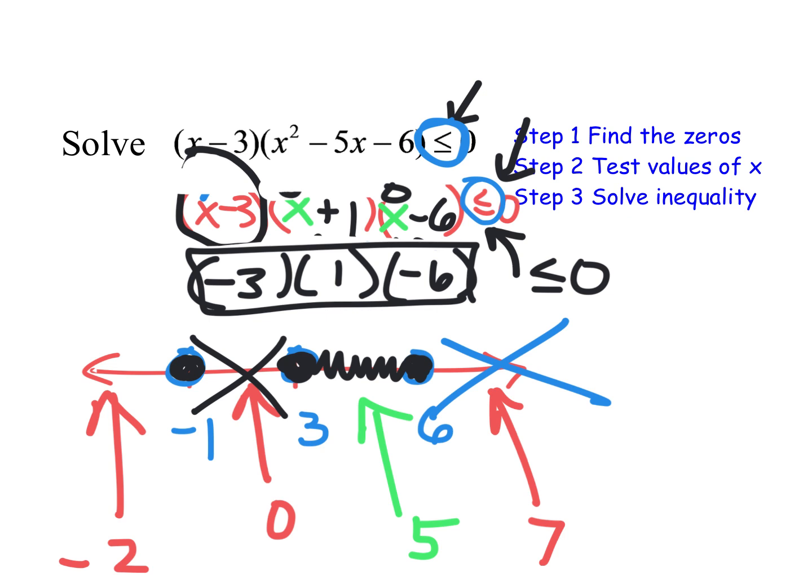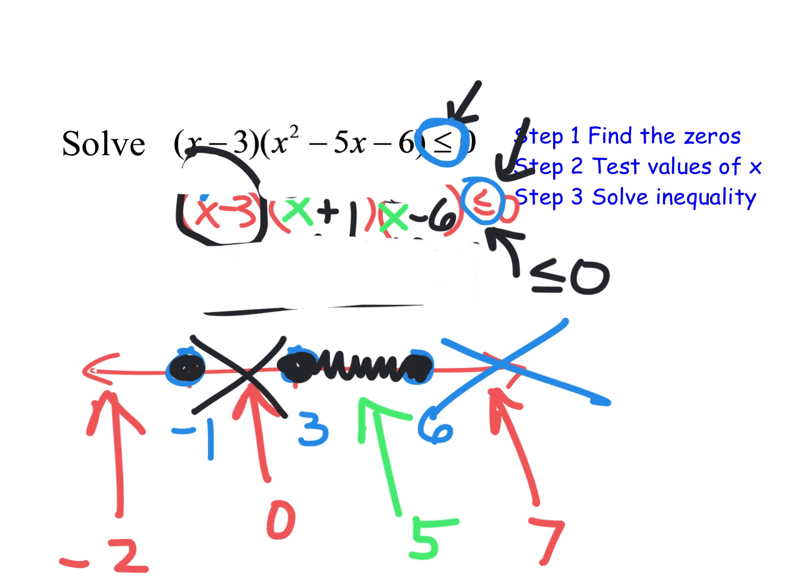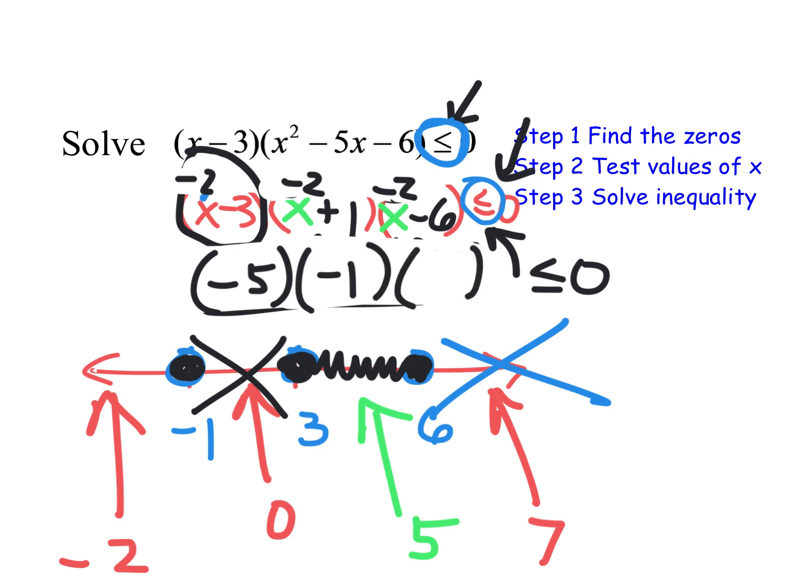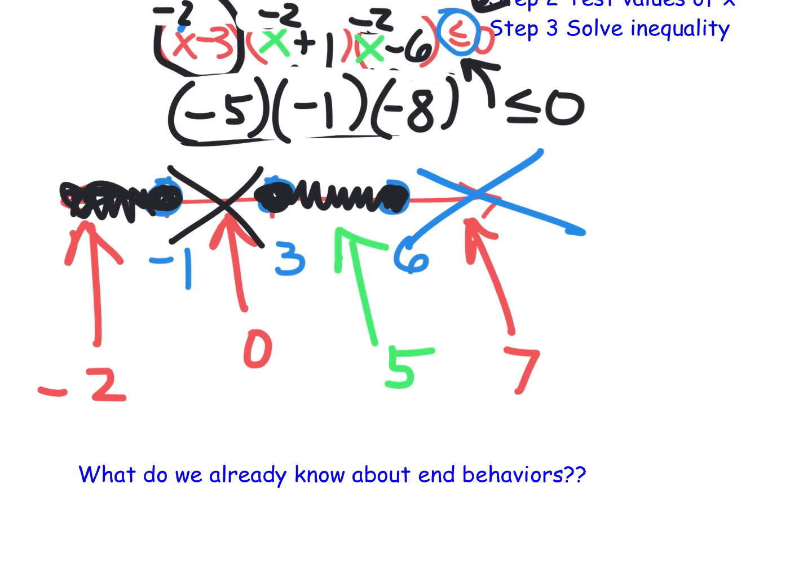Trent, I'm going to stick negative 2 in. What does that first parenthesis come up to if I put in negative 2 for the x? Negative 5 parentheses. What's the next one? -1. Yep, what's the next one? -1. And if I have 3 negatives, negative. Are negatives less than 0? Yes, so it worked. I shade in there too. And there's my answer.